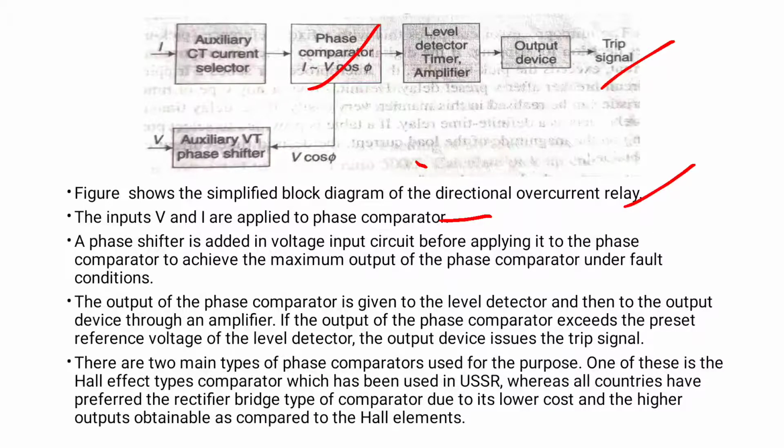There are two main types of phase comparator used for the purpose. One of these is the Hall effect type comparator, which has been used in the USSR, whereas all other countries have preferred the rectifier bridge type of comparator due to its lower cost and the higher outputs obtainable as compared to the Hall effect element.